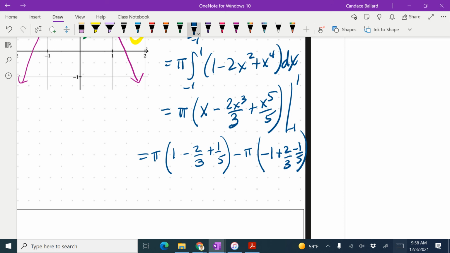Okay, let's see where we're at. We have some options right here. Let me explain our options from here. Are we all okay with the integration? Did we do that part right? X minus 2/3 x cubed over 3 plus x to the 5th over 5. We're all good there. All right, sometimes it's the plugging in part.